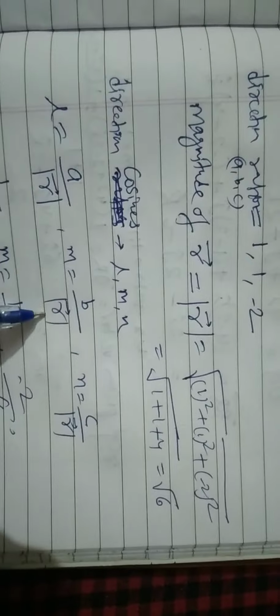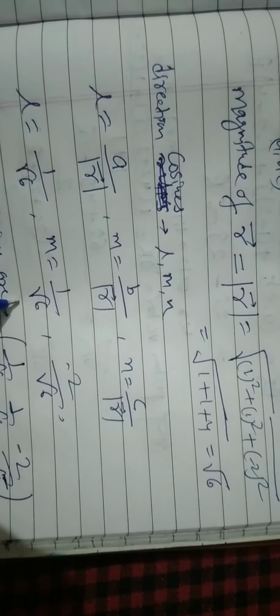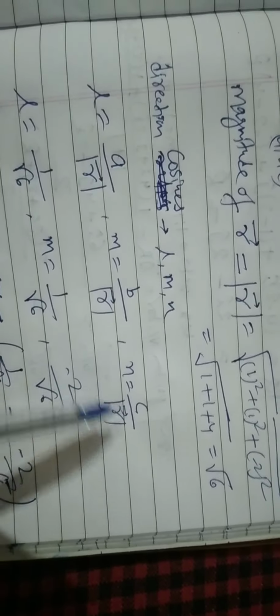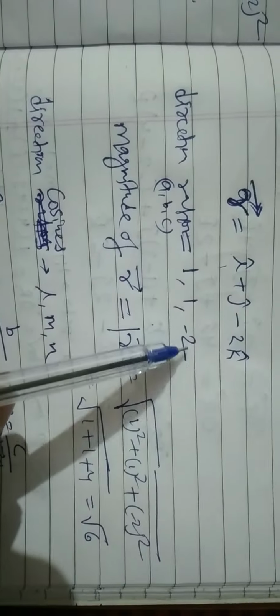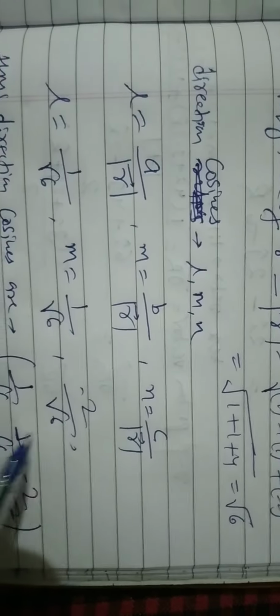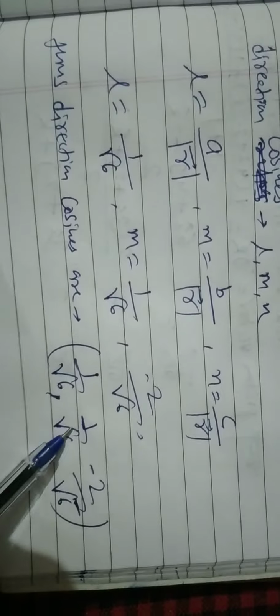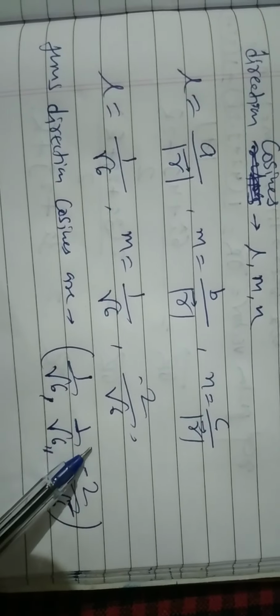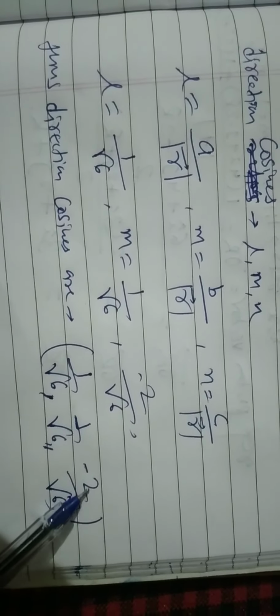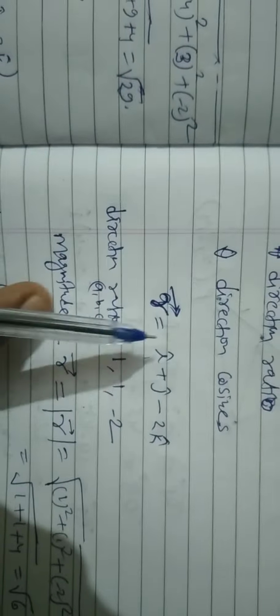m is equal to b upon magnitude of r, that is 1 upon root 6. Similarly, n is equal to c upon magnitude of r, and here c is equal to minus 2, so n is minus 2 upon root 6. Thus, the direction cosines are 1 upon root 6, 1 upon root 6 and minus 2 upon root 6 for this given vector r.